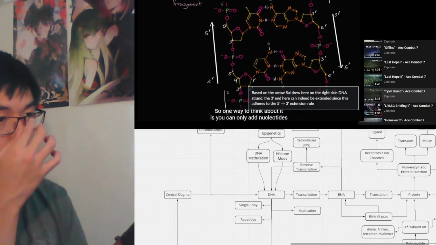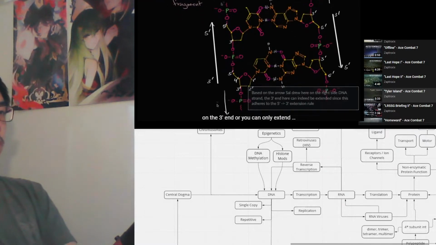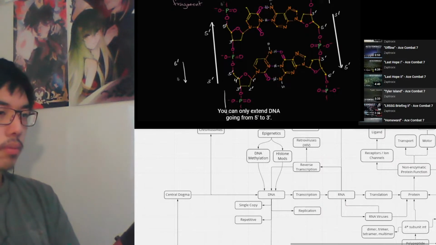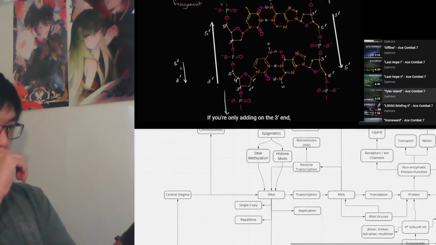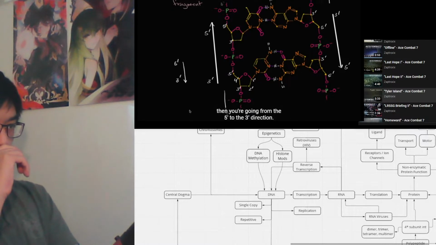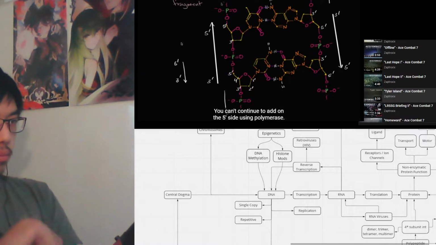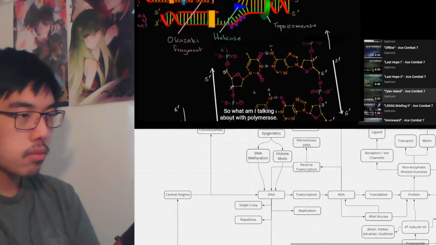So one way to think about it is you can only add nucleotides on the 3' end, or you can only extend DNA going from 5' to 3'. If you're only adding on the 3' end, then you're going from the 5' to the 3' direction. You can't go from the 3' to the 5' direction. You can't continue to add on the 5' side using polymerase. So what am I talking about with polymerase?